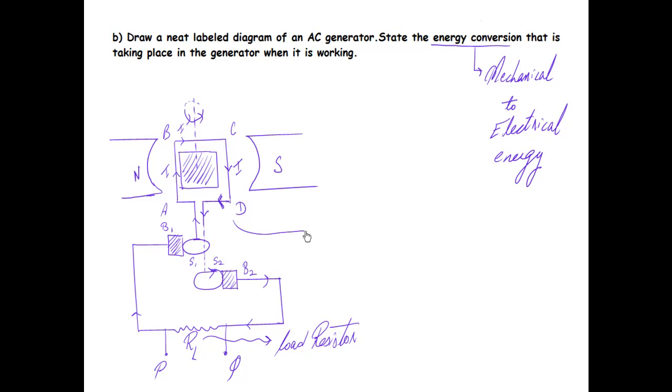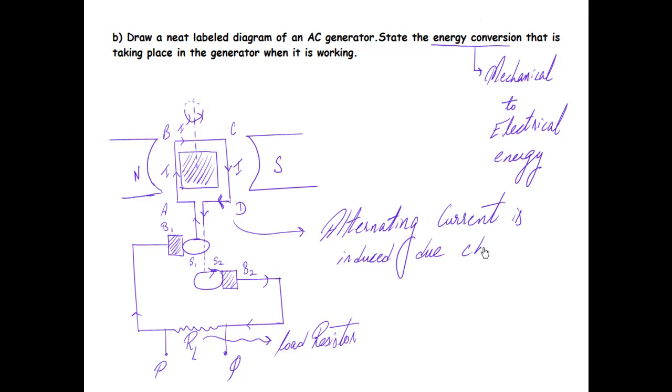So basically an alternating current is induced in the coil due to this continuous rotation of the coil in the magnetic field. And as a consequence I can say that an alternating current is induced in the coil due to continuous rotation of coil in the magnetic field. And this current induced is due to change in the magnetic flux linked with the coil.